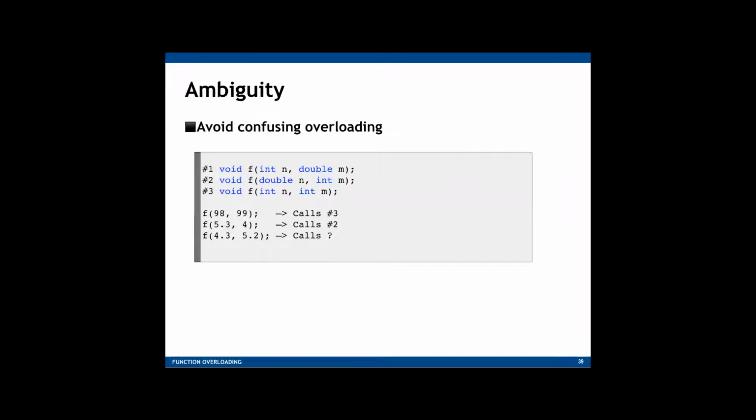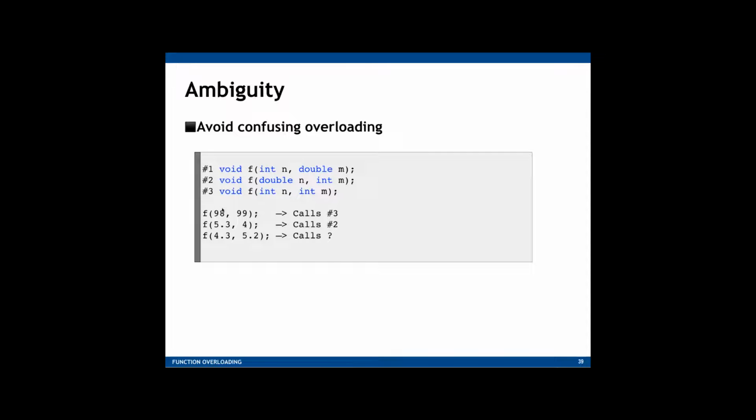So what are the ambiguity situations in function overloading? I said that the compiler will throw an error message if there is an ambiguity in function overloading. Let's talk about the ambiguity using example code. If you look here, there are three f functions. The first one receives int and double type arguments, the second function receives double and int type arguments, and the third one receives two int type arguments.